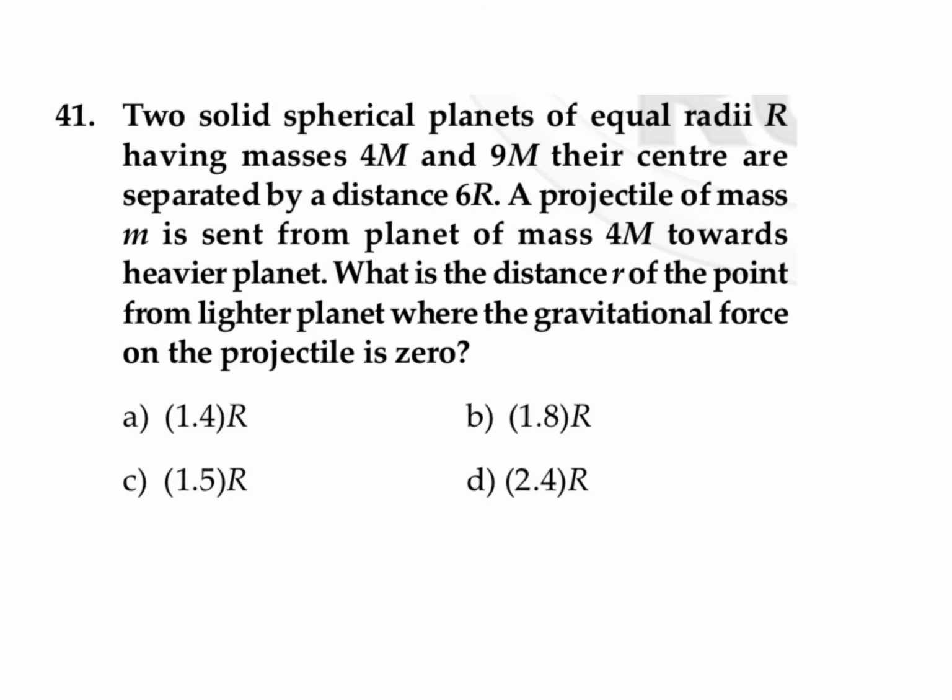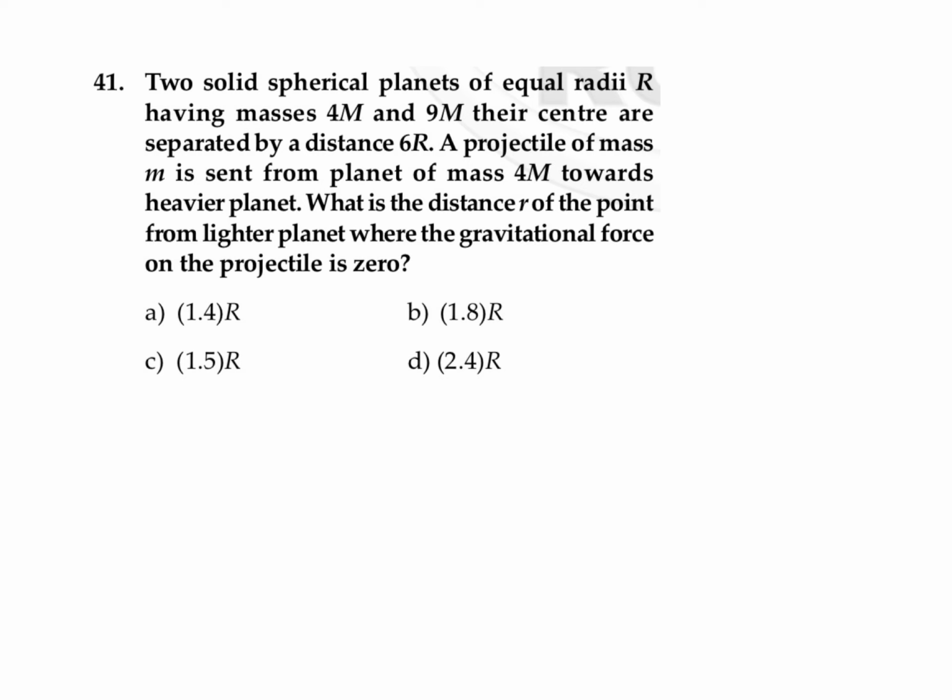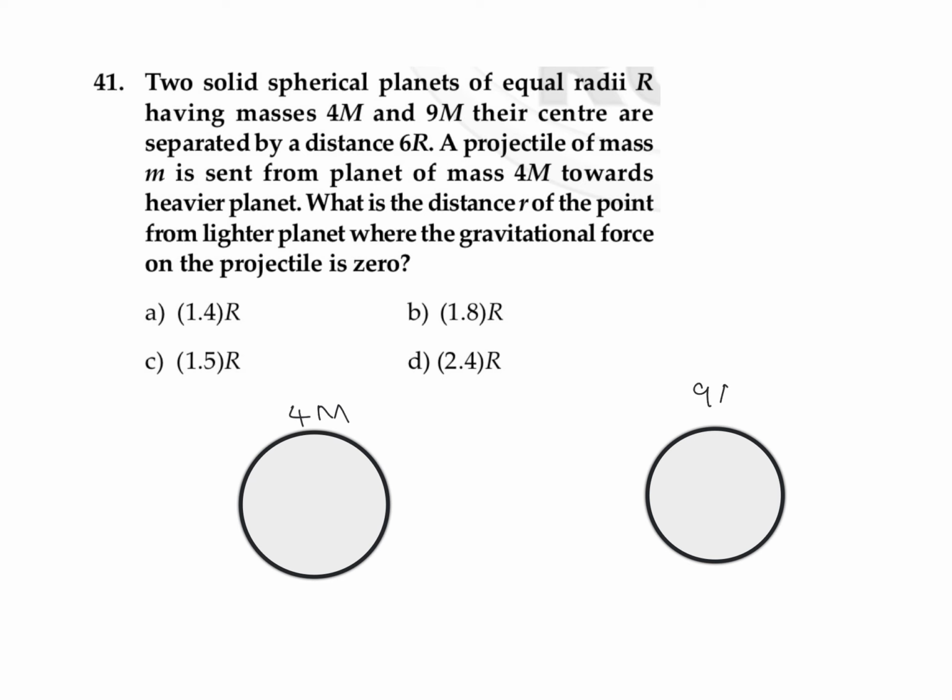In this question it is given that two solid spherical planets of equal radii have masses 4m and 9m. Their centers are separated by a distance of 6r. So we are considering two planets of equal radius having different masses. One is of mass 4m and the other is of mass 9m, and the distance between their centers is given as 6r.